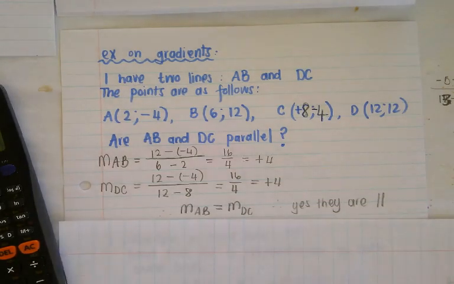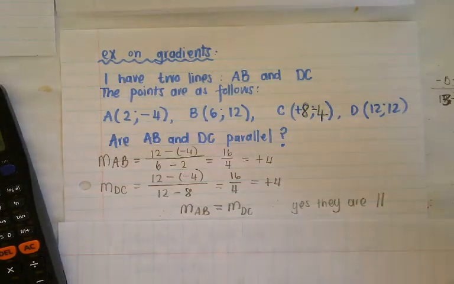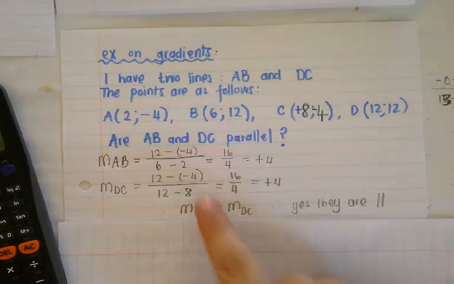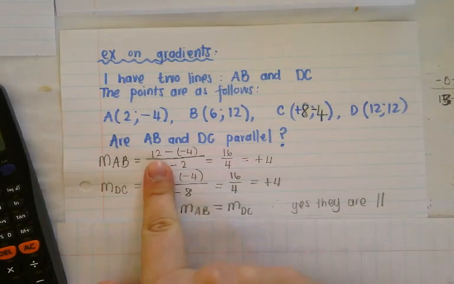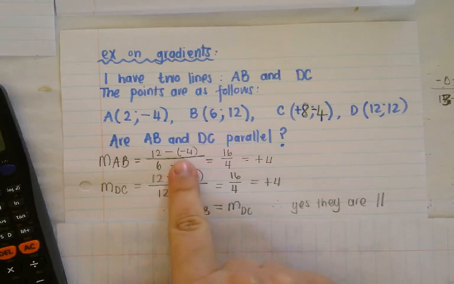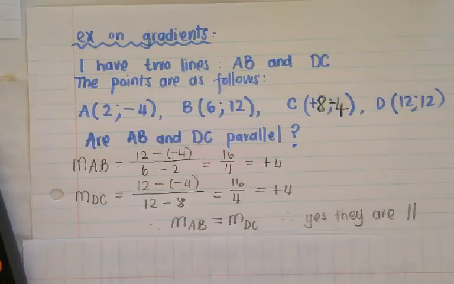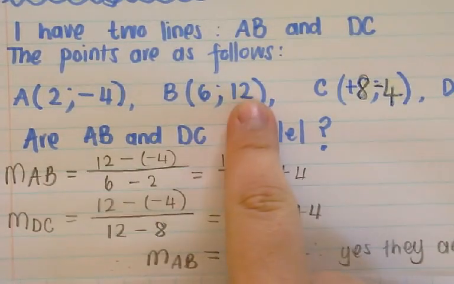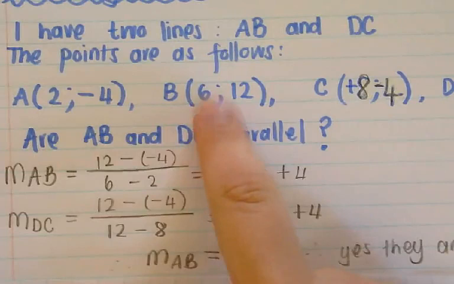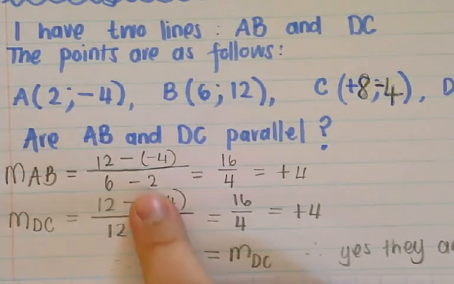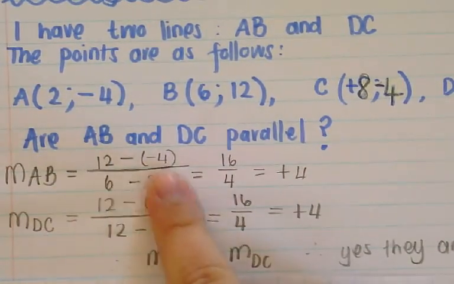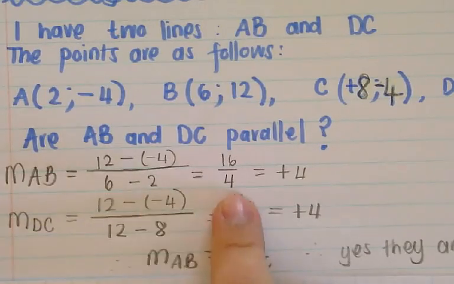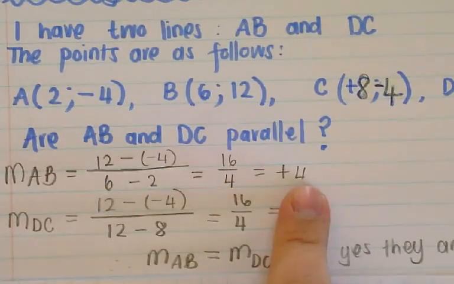Okay, so my first thing is I actually need to find the gradient of AB and the gradient of DC. So y of B minus y of A, protecting the negative. So then I took that y first, so that must be that x first. X minus 2 at the bottom. 12 plus 4 is 16. 6 minus 2 is 4. 16 divided by 4 is positive 4.